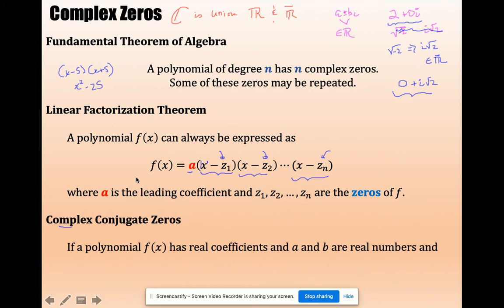If a polynomial has real coefficients, so a, b, and c, or all the coefficients of the x squared, the linear term, and the constant are all real numbers, which is all we're going to be dealing with, then if somebody tells you 2 plus 3i is a 0, it must be so that 2 minus 3i is also a 0. So non-real zeros always come in pairs, right? That's the lesson learned here.